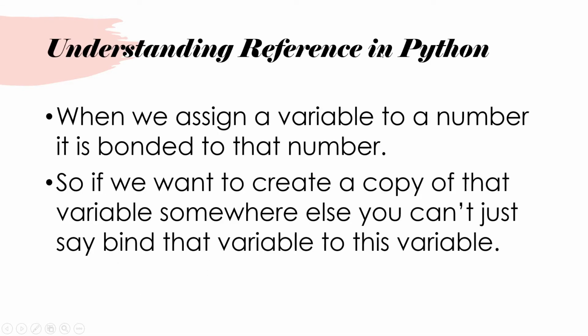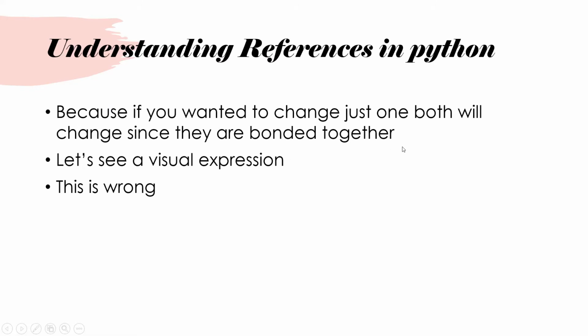Understanding references in Python. When we assign a variable to a number, it is bonded to that number. And it doesn't have to be a number, it could be a primitive as well. So if we want to create a copy of that variable somewhere else, you can't just say bind that variable to this variable or bind this variable to another variable. Because if you wanted to change just one, both will change since they are bonded together. Let's see a visual expression.